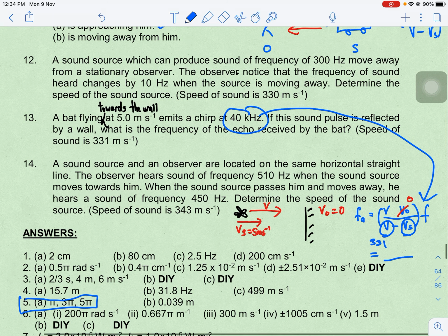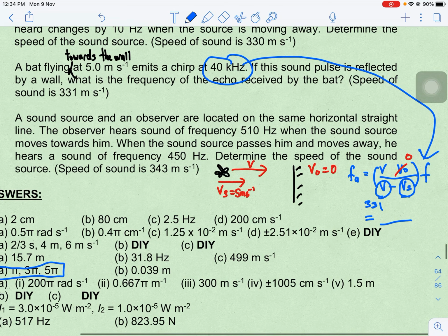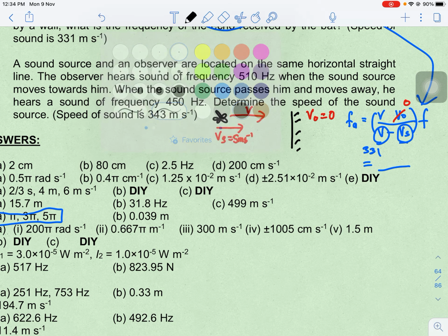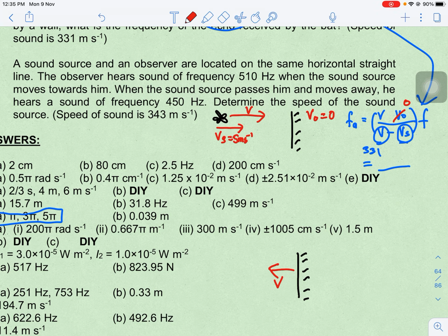Once you have done the first part, the second part is the sound wave being reflected towards the bat. The second situation will be a bit different. Now the wall will act as a source, because the sound comes from the wall. This is V, the speed of sound. So the wall will be your source, so the source speed will be equal to 0. That means the source is not moving, the wall is not moving.